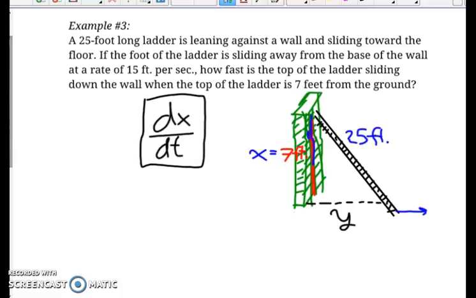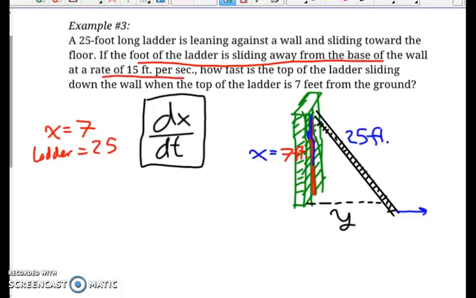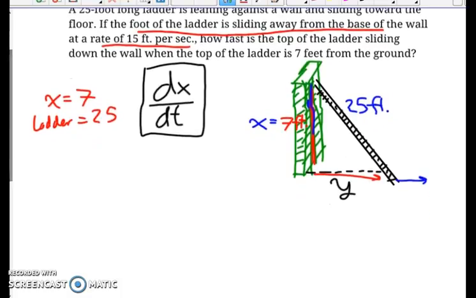What we are given is that x equals 7. We are given that the ladder is 25. And we're also given that the foot of the ladder is sliding away from the base of the wall at a rate of 15 feet per second. So this length is changing at a rate of 15 feet per second. In other words, the rate of change with respect to time of that length y is 15 feet per second.